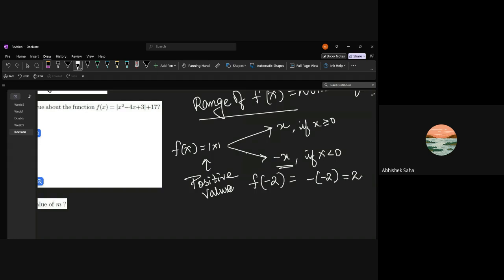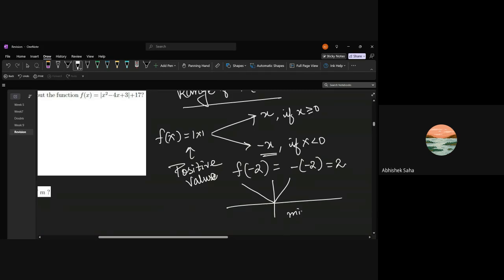I have broken this modulus function into two functions, on either side of 0. So this is the definition of the modulus function, and the graph of the modulus function also looks like this. Can you tell me what will be the minimum value of the modulus function? Yes, the minimum value will be 0. This is the minimum value we got for f(x) equal to mod x.